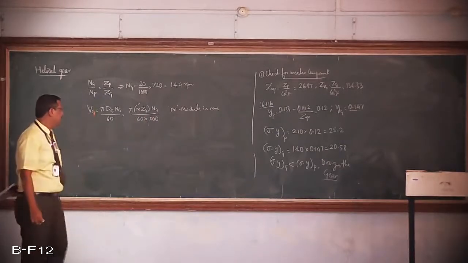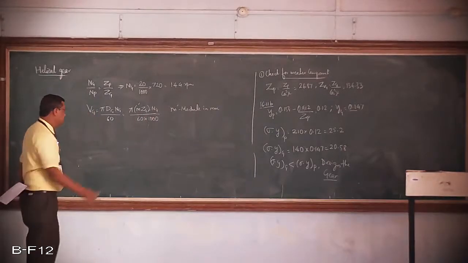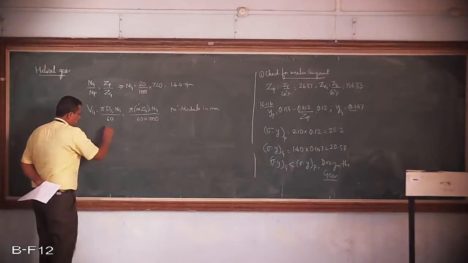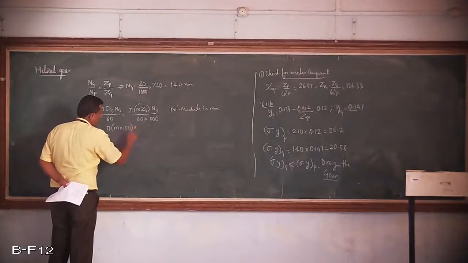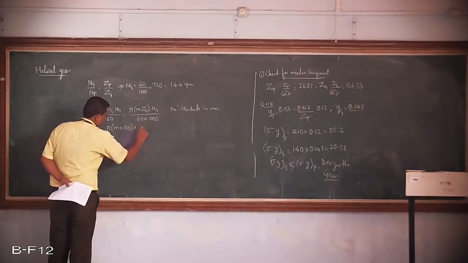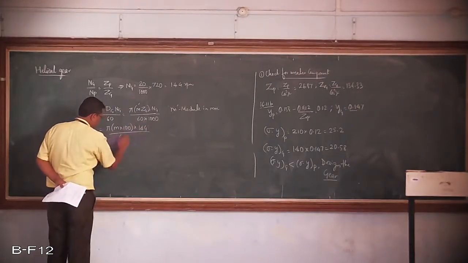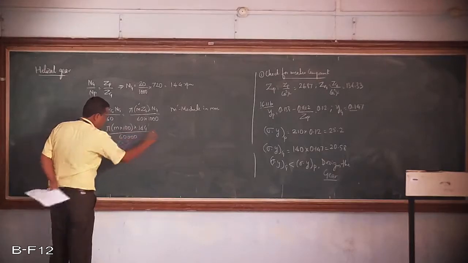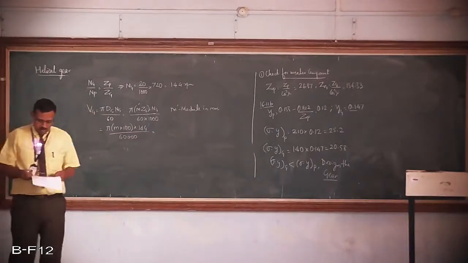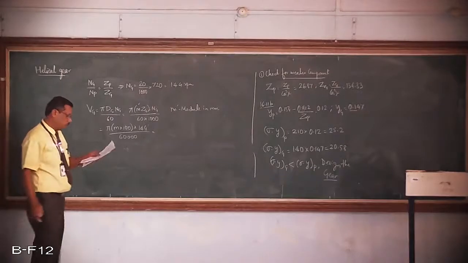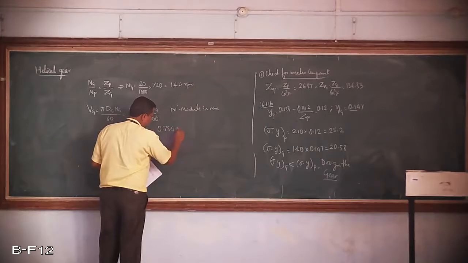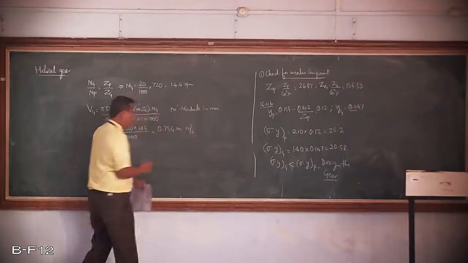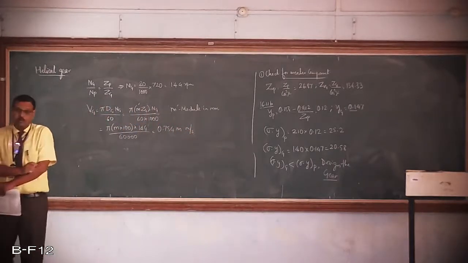Therefore, it will be pi M Z G. If you substitute all those values, pi as it is, M as it is, Z of the gear 100, RPM is 144, divided by 60,000. If you do that, you get a velocity of 0.754 times the module in meters per second. Therefore, this is the value of the velocity of the gear.